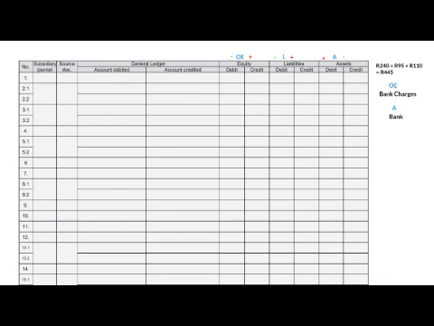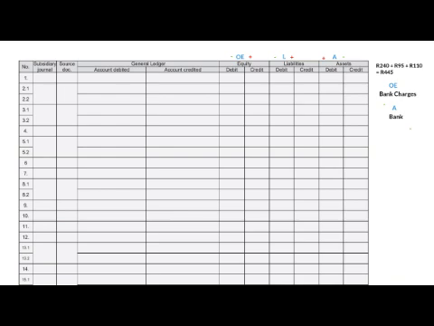Then we have to ask ourselves, what happens to our owner's equity if we pay for expenses? Now obviously bank charges is an expense, and we know that it will have a negative effect on our owner's equity. What will happen to our bank account when we pay for expenses? Well, our cash flow will reduce, so it will also have a negative effect on our bank account.